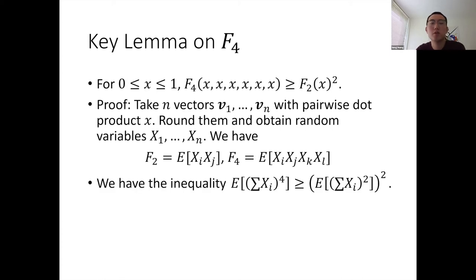And we have the following inequality. The expected value of the sum of xi to the fourth is at least the expected value of the sum of xi squared, and then the whole thing squared. This is true because the difference between the left-hand side and right-hand side is equal to the variance of the sum of xi squared.